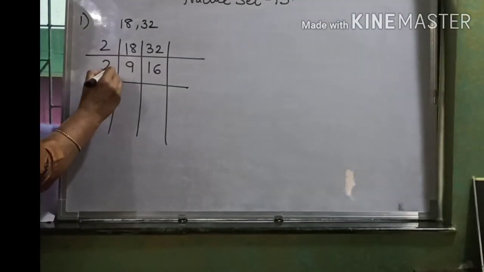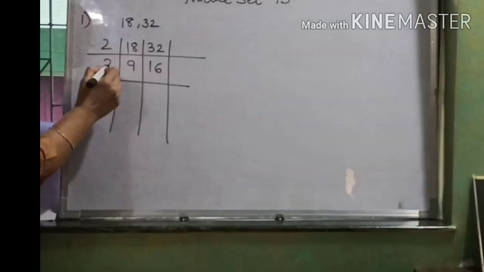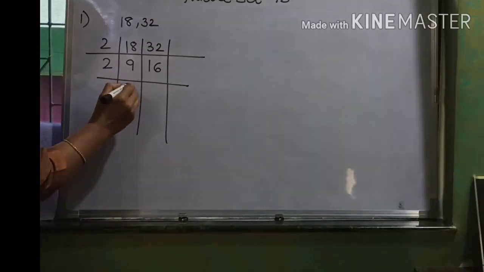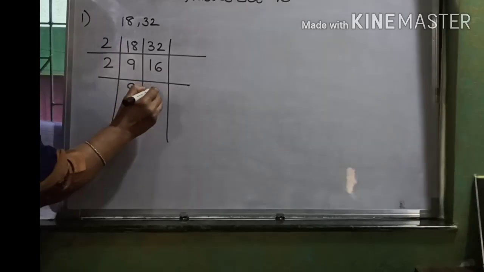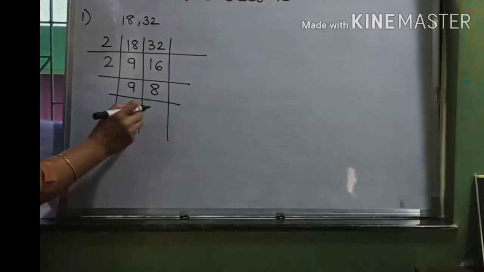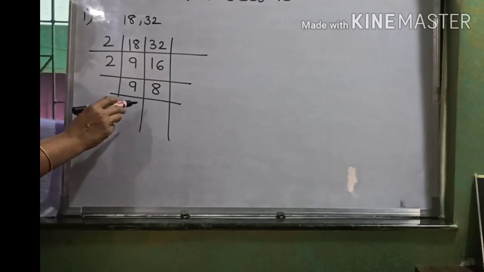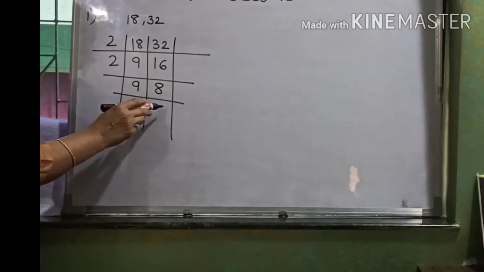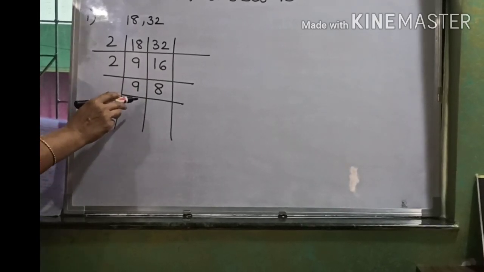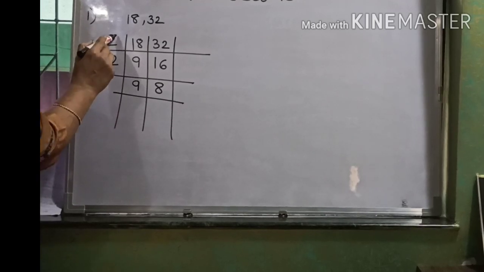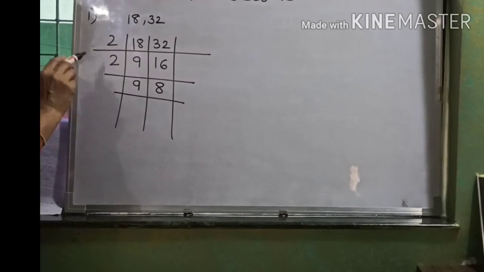Then again 16 is divisible by 2. So 9 you will write as it is, and 2 8s are 16. Now 9 and 8 are not further divisible. They are co-prime numbers. So we will stop here. Now the common numbers are on the left side.